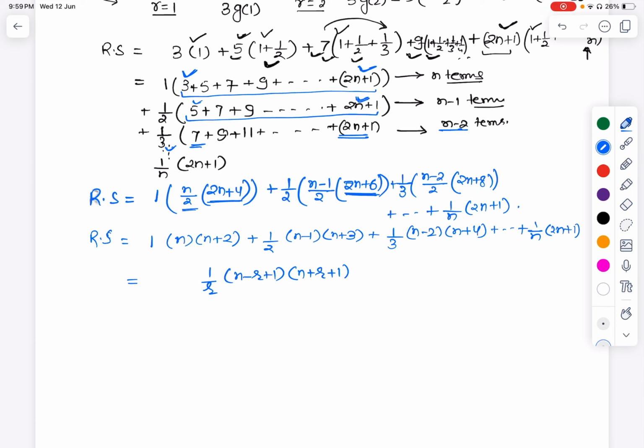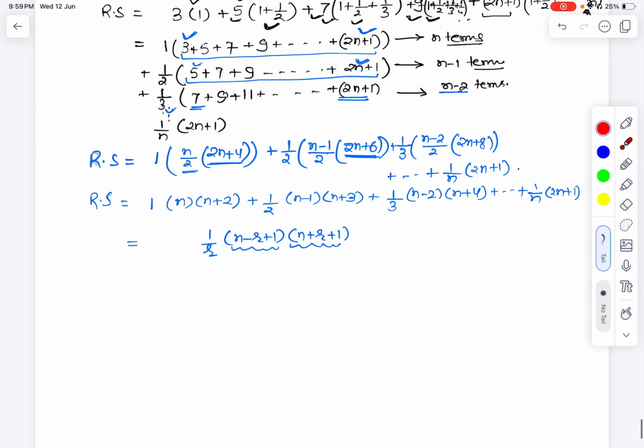So if we put r value 1, this is n, this will become n plus 2. If we put r value n, this will be cancelled, this will become n, and n cancel, so we are getting 1. n plus n is 2n plus 1, so we are getting this term also. Suppose if we are putting r value 2, this is n minus 2 plus 1, that is n minus 1, and n plus 2 plus 1, that is n plus 3, and this is 1 by 2, so we are getting this term.